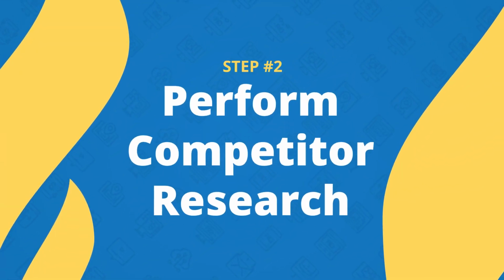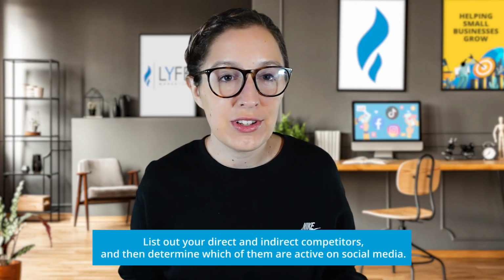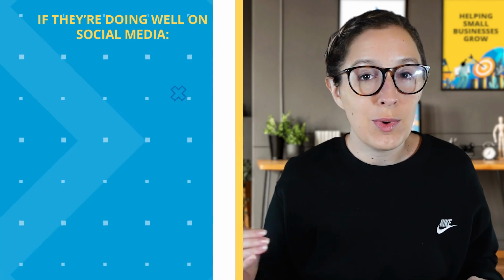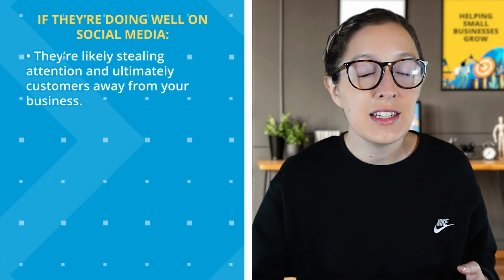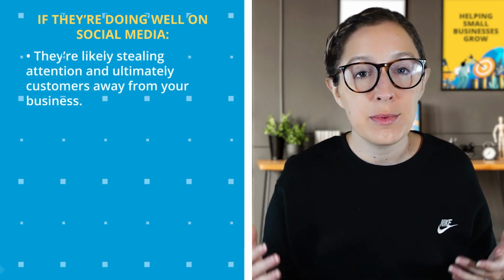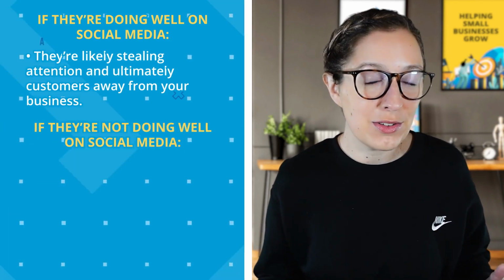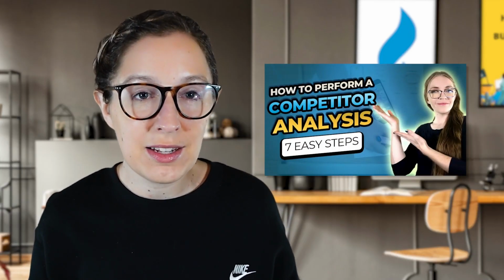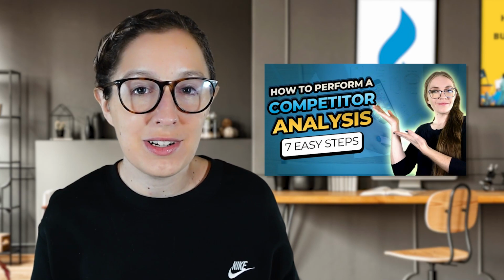The second thing you need to do is perform competitor research. List out your direct and indirect competitors and then determine which of them are active on social media. These are the accounts going after your shared target market. If they're doing well on social media, then they're likely stealing attention and ultimately customers away from your business. If they're not doing well on social media, then use it as a roadmap of what not to do. Look at the content they're putting out and analyze how your target market is responding to it so you can adjust your content accordingly.